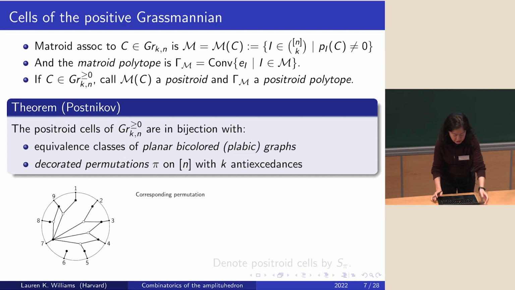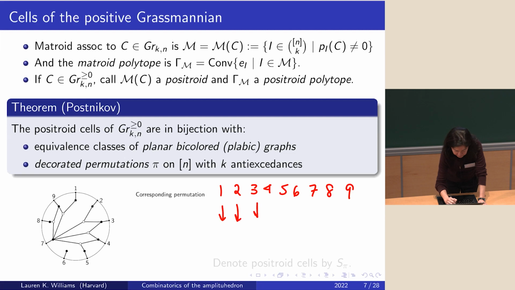I don't want to give all the details, but I'll just show you how we can go from such a graph to a permutation. So my graph has 9 boundary labels, and so I'm going to write down a permutation on 9 letters. We're going to take walks on the graph, starting from boundary vertices. Whenever we see a black vertex, we'll go right, and whenever we see a white vertex, we'll go left.